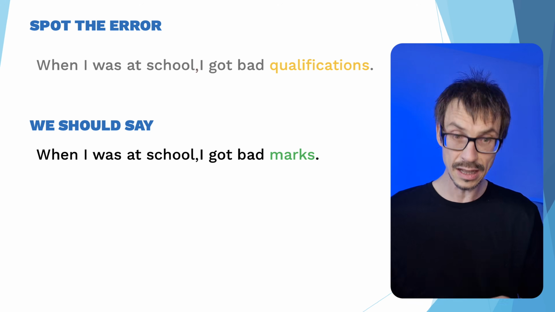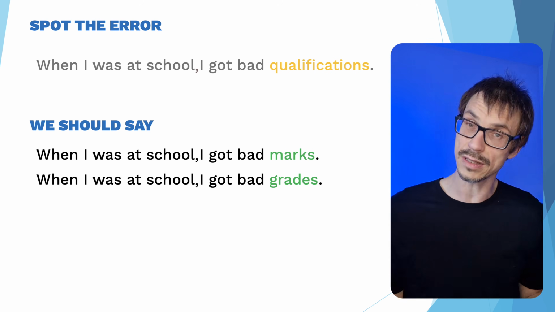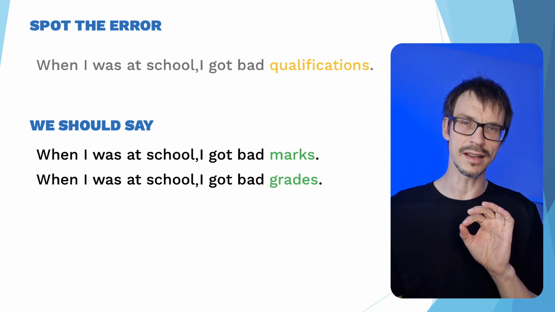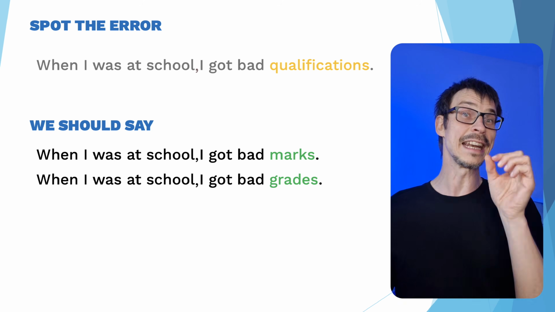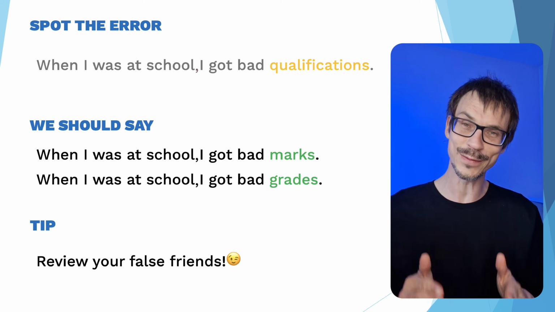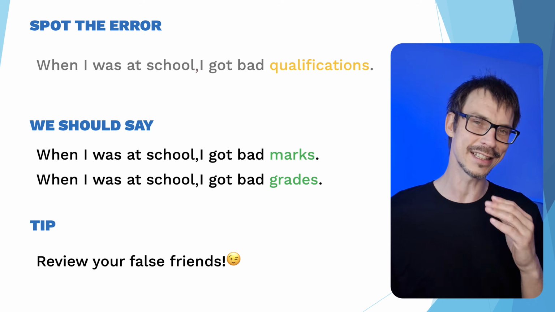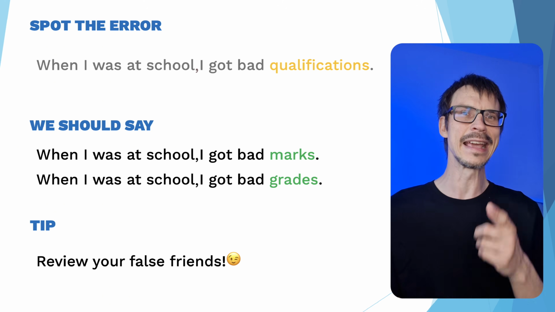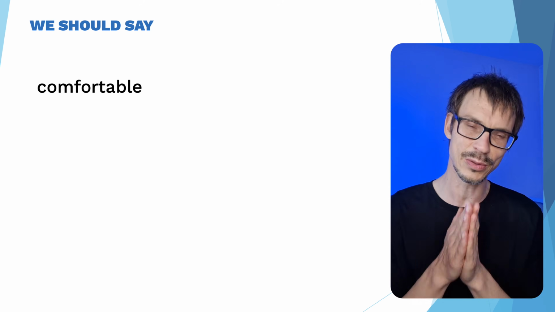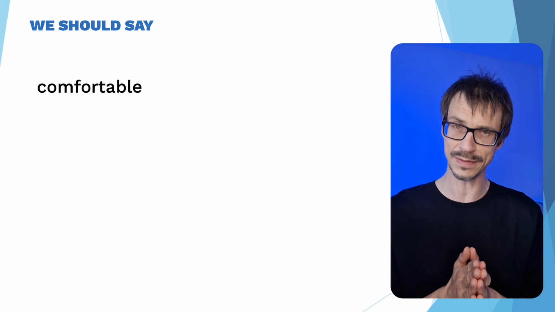So we can say, when I was at school, I got bad marks. Or when I was at school, I got bad grades. Both of these options are equally fine. And I'm going to say it again. Do review your lists of false friends in your mother tongue because it's going to save you from making lots and lots of vocabulary mistakes. Now, let's have a look at pronunciation. And in here we have three words that are very, very often mispronounced by learners of English.